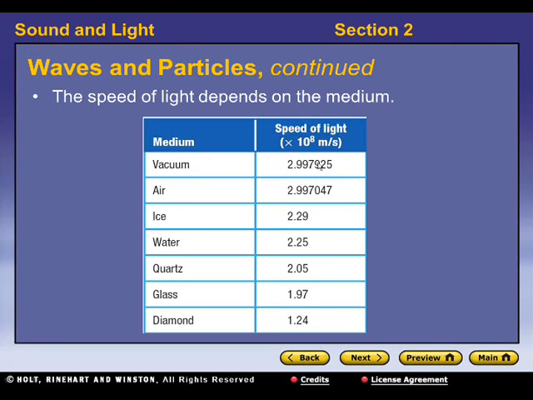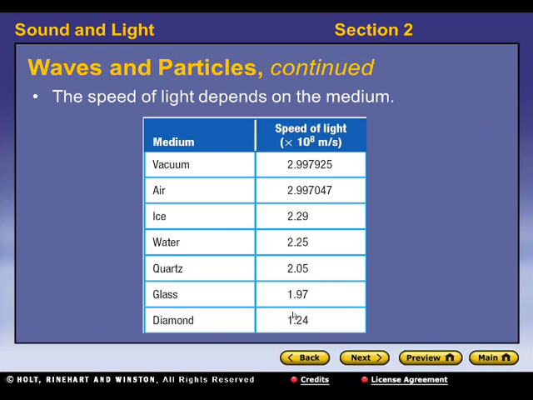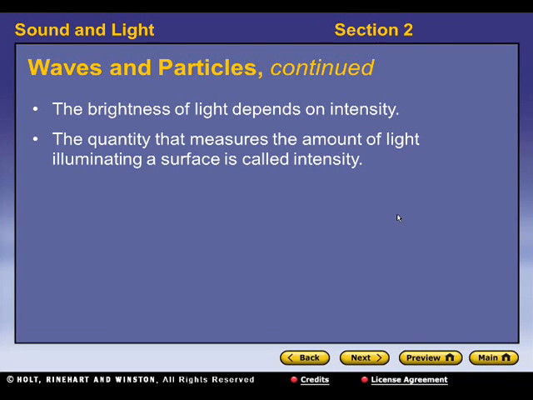So the speed of light depends on the medium. In a vacuum, here you see that it travels at almost 3 times 10 to the 8th meters per second. In air, it's roughly the same thing. In ice, it goes down a little bit. As you go down to diamond here, the speed's about cut in half, or actually a little bit more than half. Although it's still traveling at 1.24 times 10 to the 8th meters per second, so it's still an incredibly fast speed.